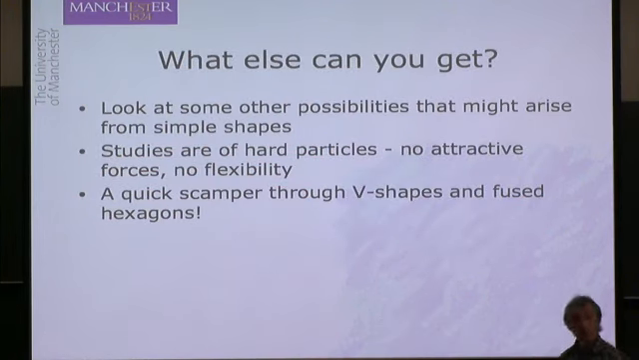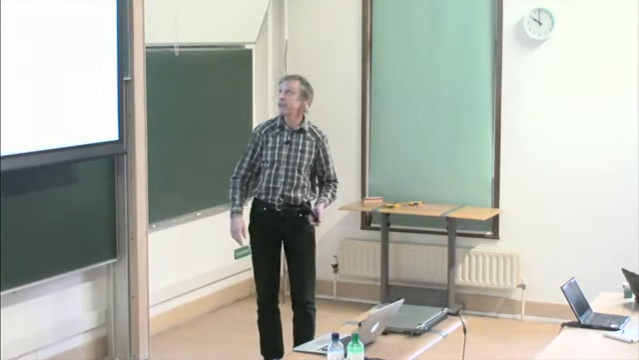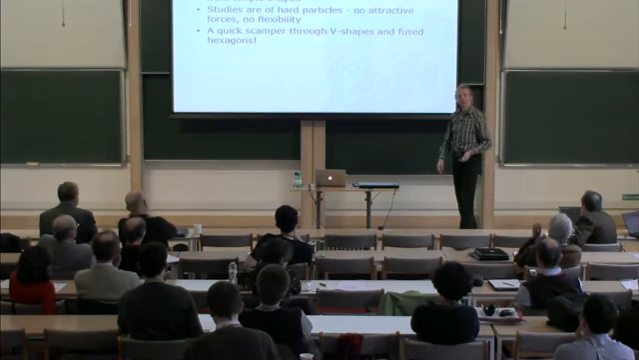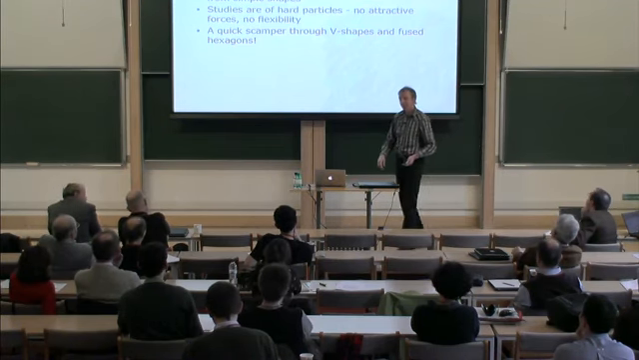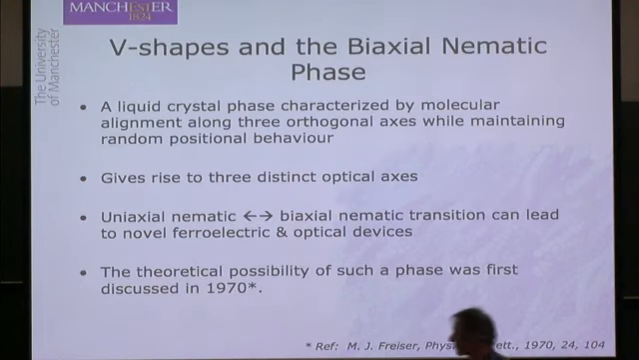And what I want to do here is just look at some other shapes, in particular shapes that may or may not give the biaxial nematic phase. And this is going to be a quick scamper, even quicker now given my rather faulty start, through V shapes and some fused hexagon systems, which I'll try to explain why we did, but I can't really. There's no rational reason for why we chose those shapes. So I want to begin with V shapes and the biaxial nematic phase.